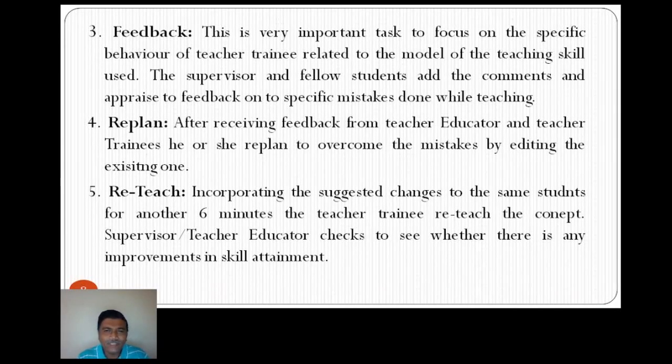This is a very important task, to focus on the specific behavior of the teacher trainee related to the model of the teaching skill.